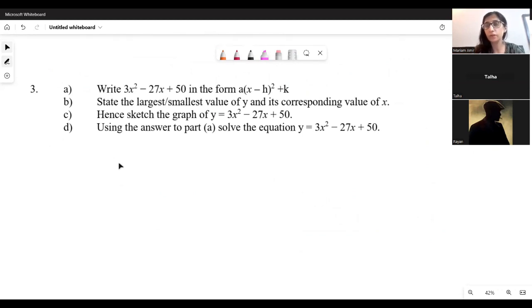Question 3. Okay, now tell me, do we do part A by expanding and comparing or by using the trigonometric identity?